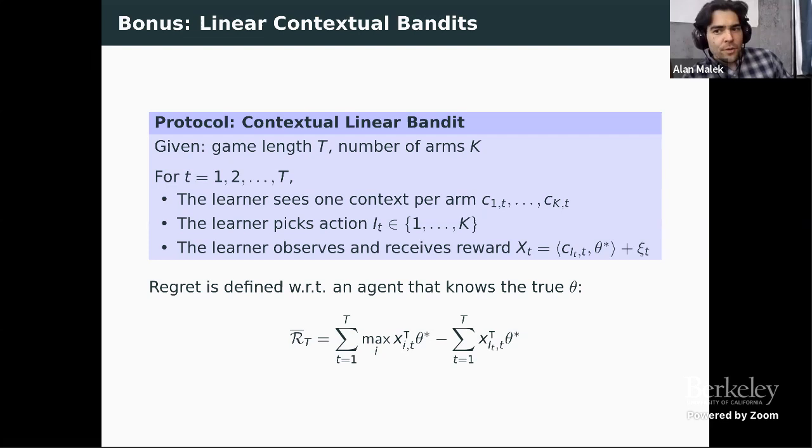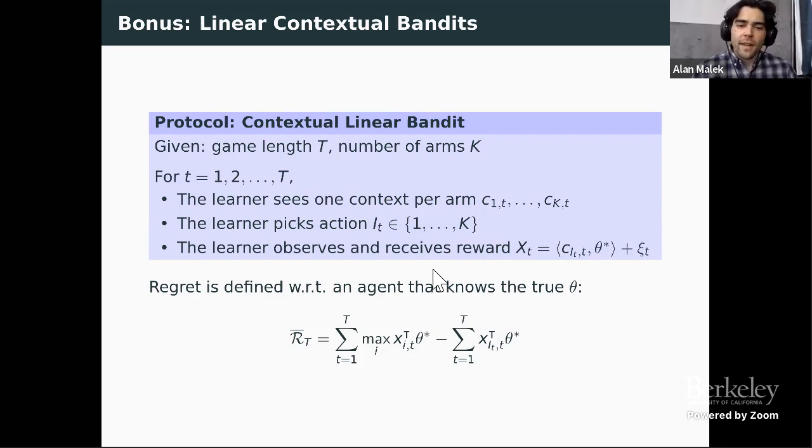So if an agent knows the true theta, what they would do is just see which of these contexts is closest to the true theta and pick that. And that's exactly what this is. So in this formulation, the regret of the adversary isn't tying all the rounds together. It's just doing the best action every round. So maybe this might seem harder because you can have a different optimal action every round.